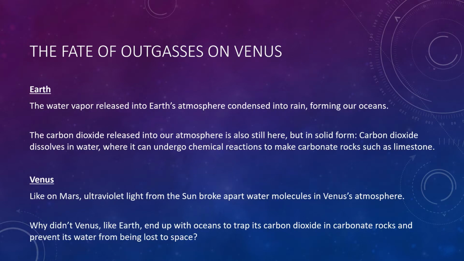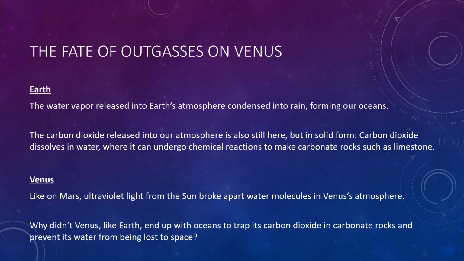Well, we can easily account for the missing gases on Earth. The huge amounts of water vapor released into our atmosphere condensed into rain, forming our oceans. In other words, the water is still here, but mostly in liquid form rather than gaseous form. The huge amount of carbon dioxide released into our atmosphere is also still here, but it's in solid form. Carbon dioxide dissolves in water, where it can undergo chemical reactions to make carbonate rocks such as limestone. Earth has about 170,000 times as much carbon dioxide locked up in rocks than it does in its atmosphere, which means that Earth does indeed have almost as much total carbon dioxide as Venus.